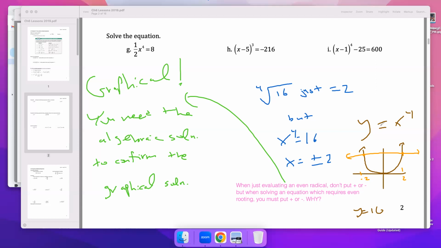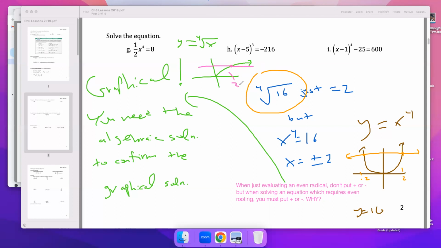However, this right here you don't know yet. You will learn later in this unit. If you graph y equals the 4th root of x in Desmos, the graph looks like this. That's the 4th root of x if you graphed it. And if you graph y equals 16, it looks like this. Now, how many times do those touch? They touch just once.